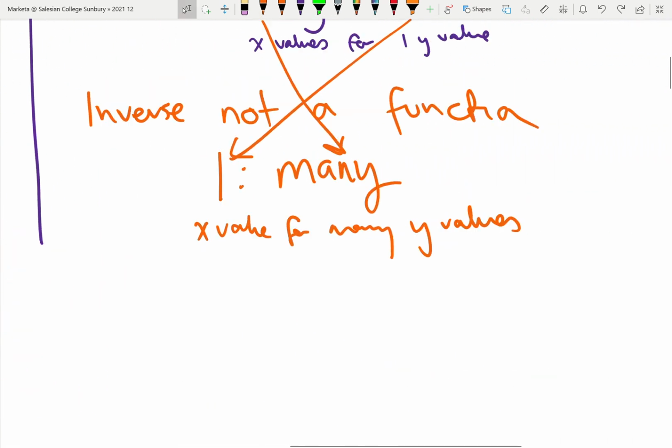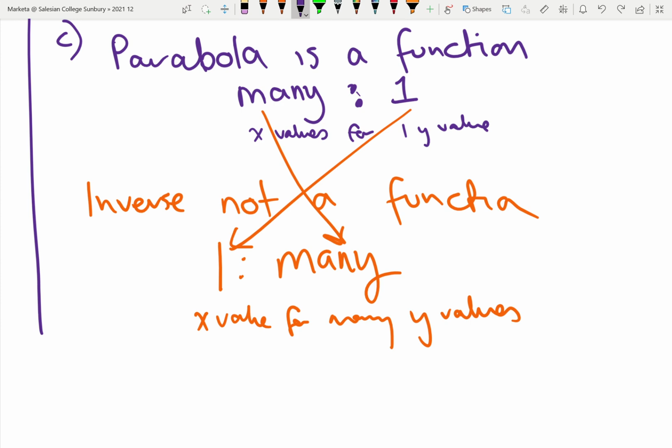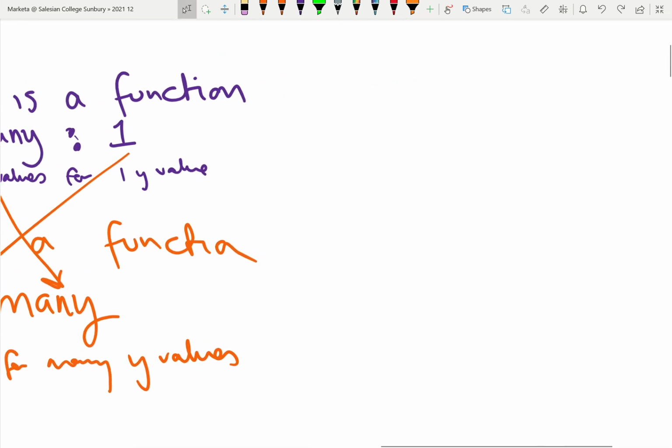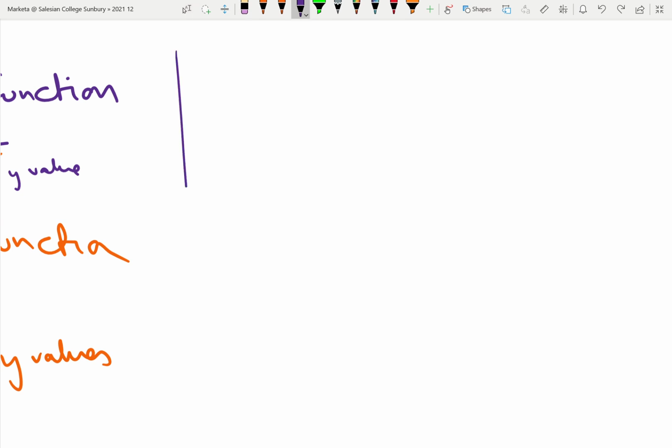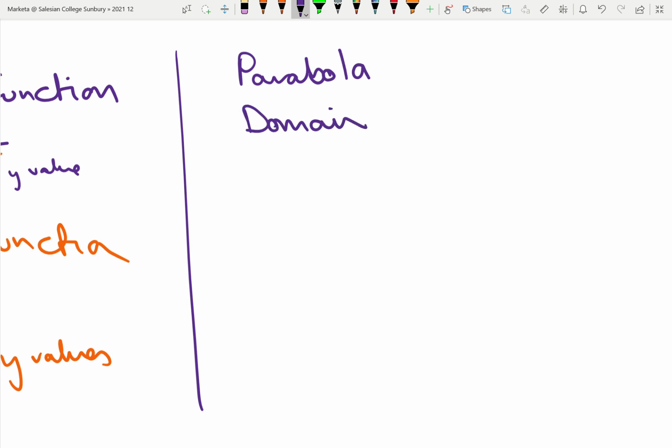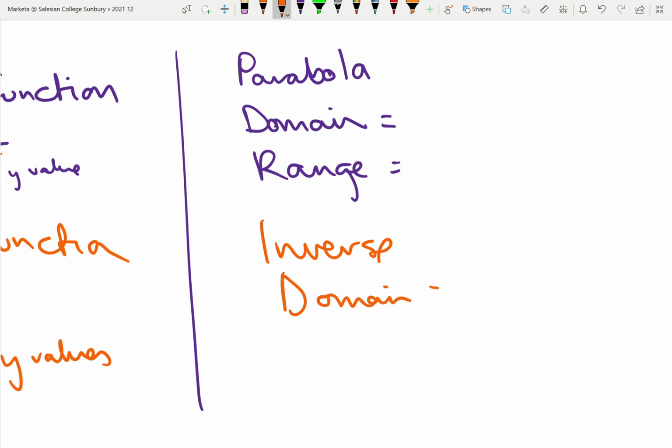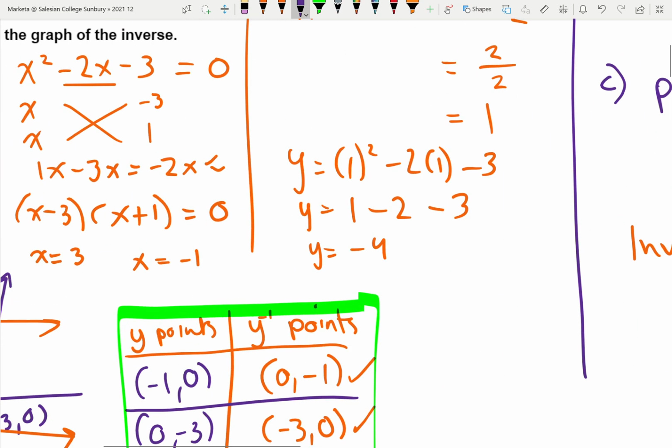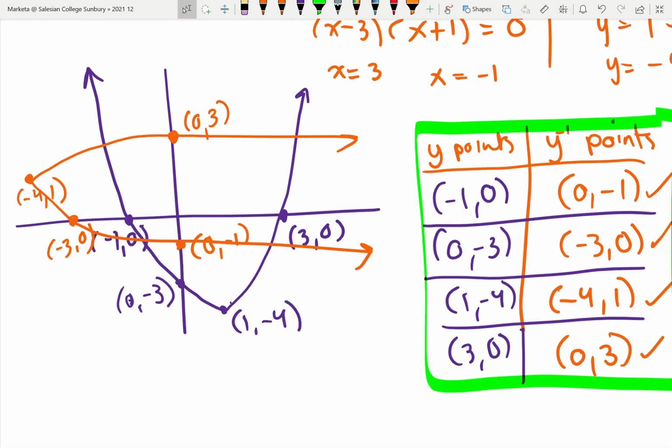Part D, which I also for some reason haven't put on the page, asks us for the domain and range of the original function, the parabola, and its inverse. So domain and range, and then the inverse, domain and range. So let's go back and have a look. So for the parabola, the domain is R, and the range is from -4 to infinity. So let's write those in.